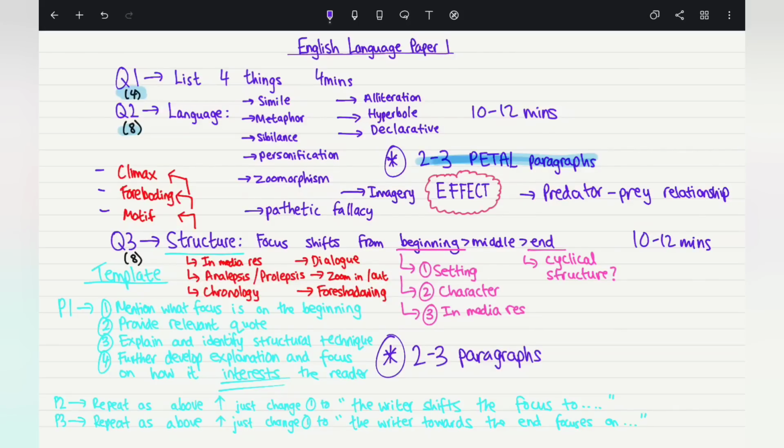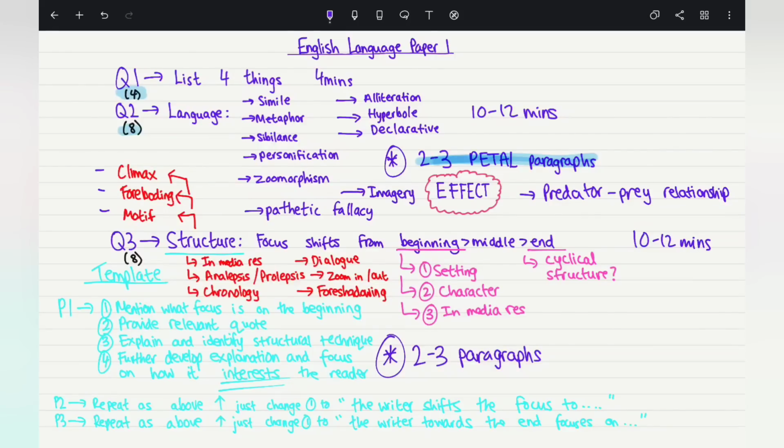Paragraph 2, you'd repeat as above. The only thing you change is number 1. You just have to change number 1 to the writer shifts the focus to... Tell us what the writer focuses our attention to. How do they shift the focus? Is there a shift in the setting? Is there a shift in the idea? Is there a shift in time? So these are some things for you to consider for paragraph 2. And once again, following that order, you need to explain and identify the structural technique and tell us for number 4 how we interest the reader.